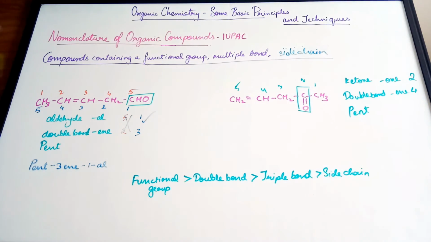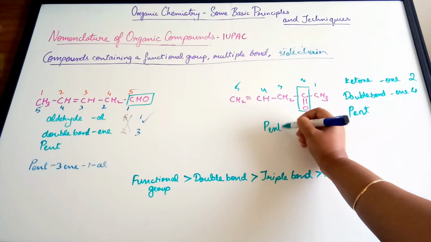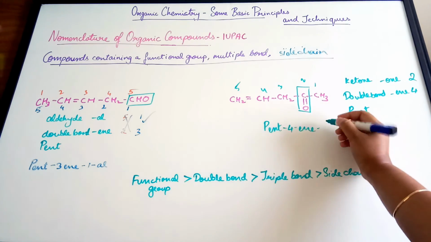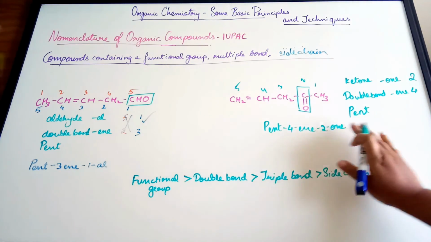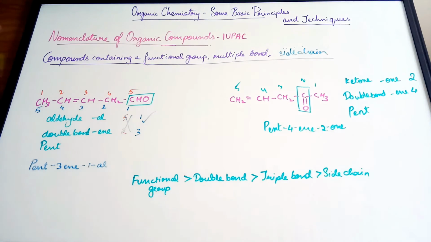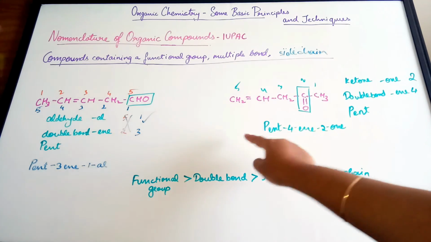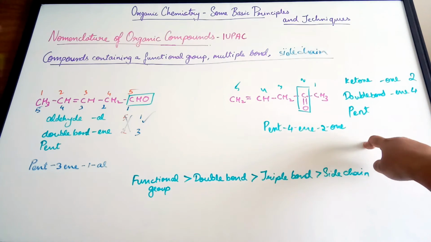Now we have to write the name of the compound, which is pent-4-ene-2-one. So here you have both the primary as well as the secondary suffix given. And if there was branching in the carbon chain, suppose there was a CH3 over here, a methyl group, then we'd write 4-methyl pent-4-ene-2-one.